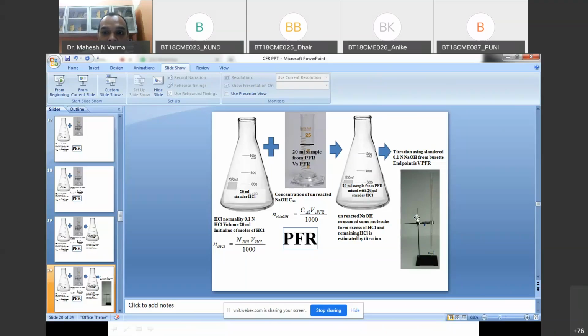You will not get a very clear endpoint, because what will happen? With an extra drop of NaOH, the color of the phenolphthalein indicator will change. But if you wait for 5 to 10 minutes, then again it will disappear. Thereafter, what is happening? This extra NaOH will be consumed by ethyl acetate. Okay, got the point?